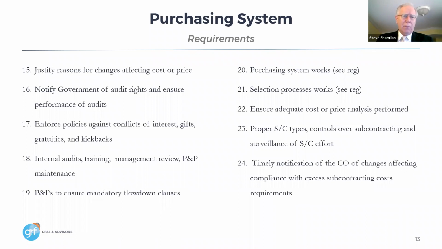Yeah, and in that post-negotiation memorandum, you should justify any reasons for changes that affect cost or price. Also, you should document that over the course of this subcontract. If the scope changes and that leads to a change in price, that should be documented. Not only do you have to notify the government of audit rights, you have to ensure that the government exercises those rights. So you're managing government performance there.